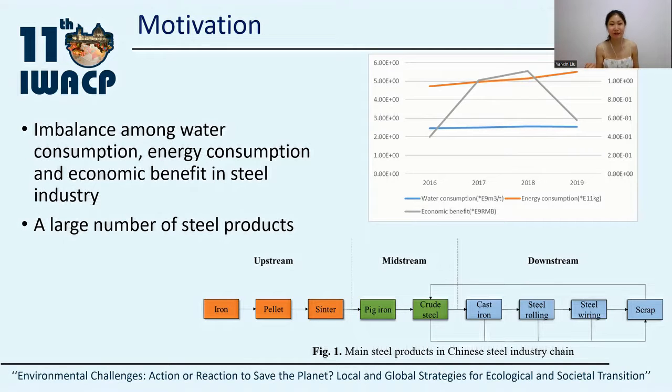in the steel industry. In addition, there are a large number of steel products, from the upstream, including iron pellet, to the downstream like cast iron, steel rolling, and steel scrap. And these steel products are shown like a chain. Therefore, to analyze the sustainability of the steel industry, it's necessary to evaluate the relationship among water, energy, and economy from the perspective of the steel industry chain.